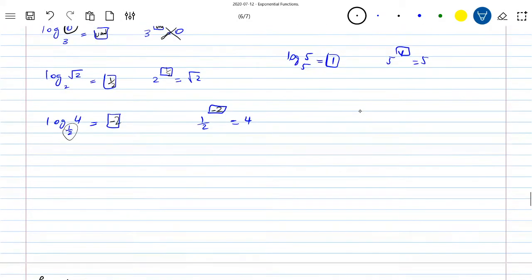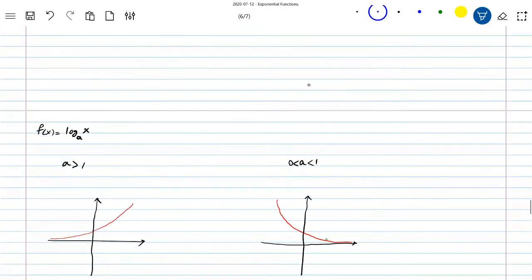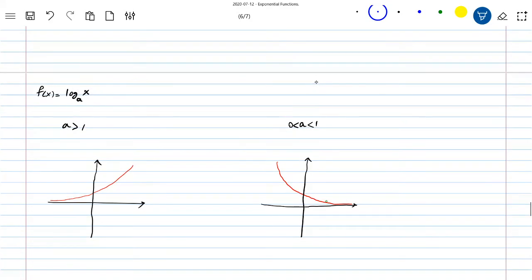Okay. Maybe we try to calculate some of these values if we want to graph functions, but there's a shortcut to graphing. I want to use that shortcut to graph the logarithmic function.